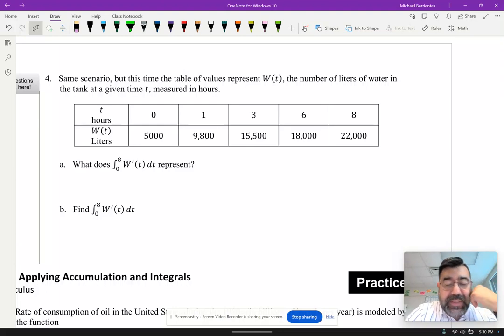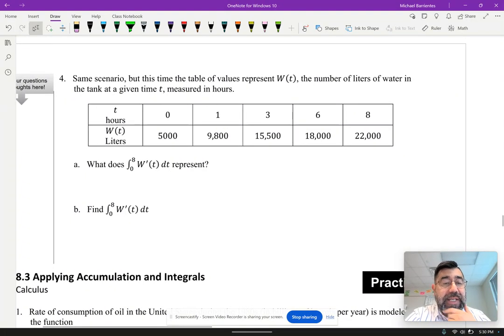Number 4. Can it give us some more examples of how we can use the definite integral as an accumulation function? We had the same scenario as number 3, but this time we're given a different set of data. The table of values represents W of t, the number of liters of water in the tank at a given time.